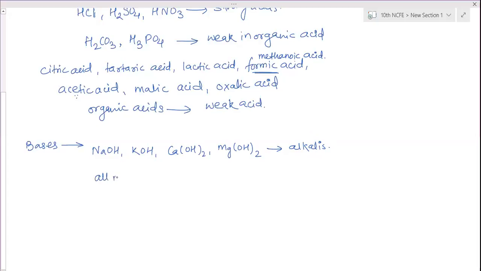So all metal oxides you can take as examples of base. Then metal carbonates, and metal hydrogen carbonates, or you can consider them as bicarbonates. These are all basic in nature.